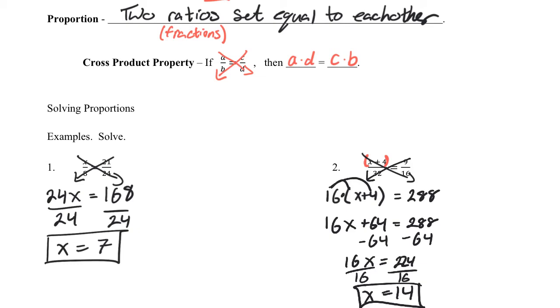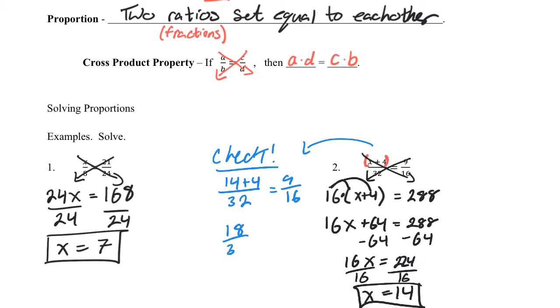Okay, now, just real quick, before we move on to the next two, you can do a check for these, just like you did back in solving equations. So we're just going to plug 14 in for x, 14 plus 4, all divided by 32, and we're hoping that that equals 9 over 16, right? So what we're going to do is simplify that left-hand side. So 14 plus 4 is 18 over 32.